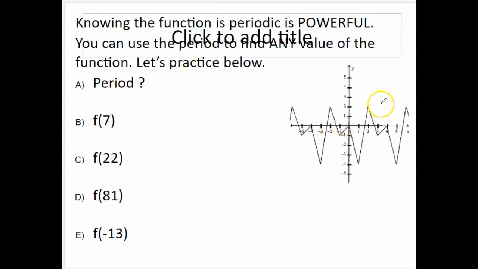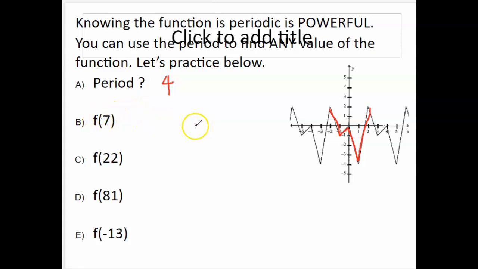I see the same pattern repeats over and over again, so it is a periodic function. I'm going to go ahead and highlight one cycle from this. That seems to me a one cycle. So the horizontal distance from -2 to 2 is 4. Wow, a lot of problems have a period of 4.